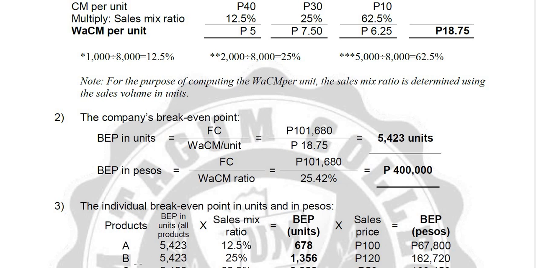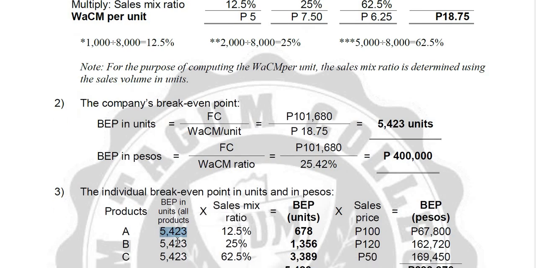So, this is our break-even point in units for all products in total. Just multiply it by their respective sales ratio, or sales mix ratio. This is the break-even point of product A, product B, and product C. Then, simply multiply the respective sales price so we can compute the break-even point in terms of peso value per product. In this case, this is the break-even point of product A, this is product B, and this is product C.